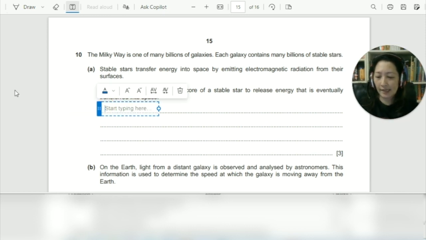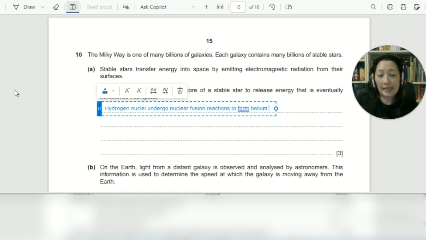So what we can say is that the hydrogen nuclei undergo nuclear fusion reactions to form helium nuclei. So when you want to write down what happens, you do have to explain in full. So that's why we need to mention what it starts off with, what it undergoes, and what it ends up becoming. Let's have a quick check against the answer in the mark scheme.